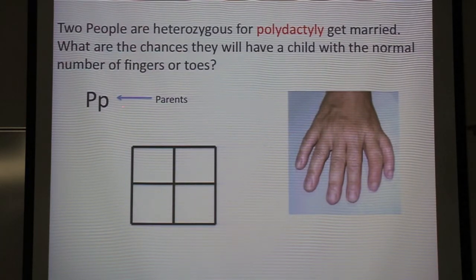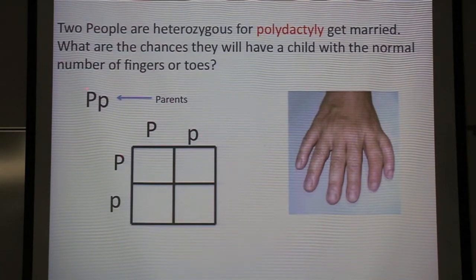So if these people are both the same genetically for this condition and they went through meiosis, what kind of sperm and eggs could they make? Let's say this is the dad, but again, it doesn't matter if dad's here or mom's here. This shows you the different kinds of gametes, or sex cells, they could make. They could make a sperm or egg that had a big P in it, or a sperm or egg that had the little p in it.